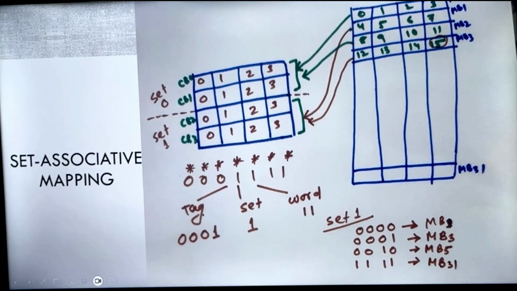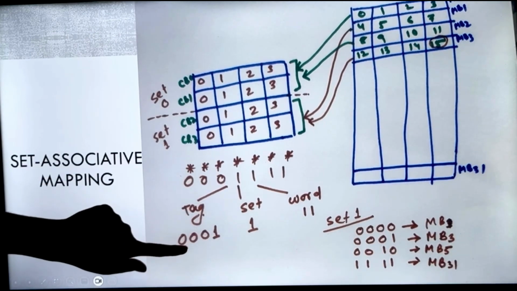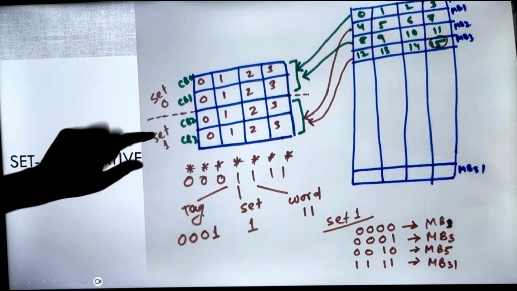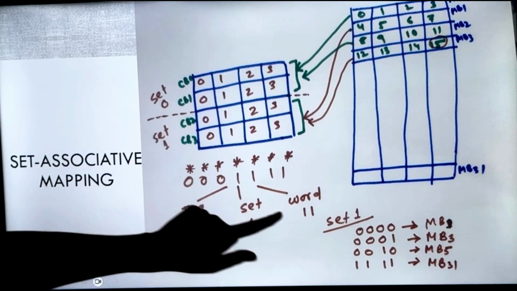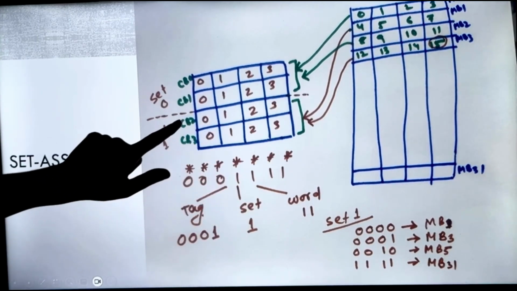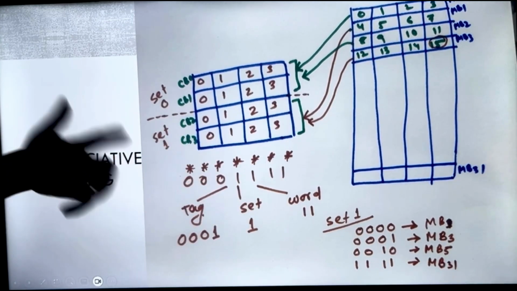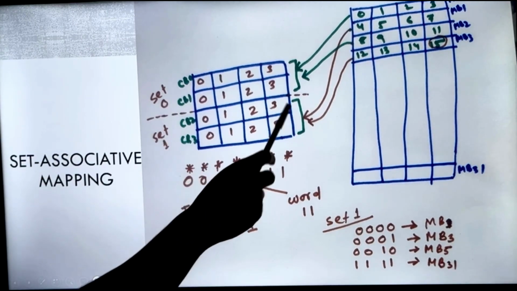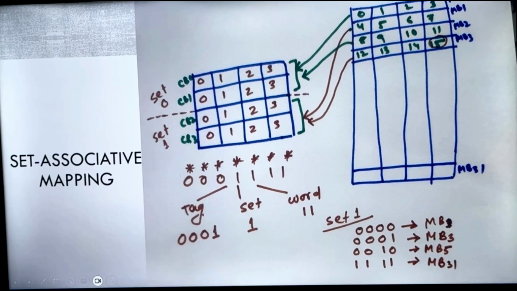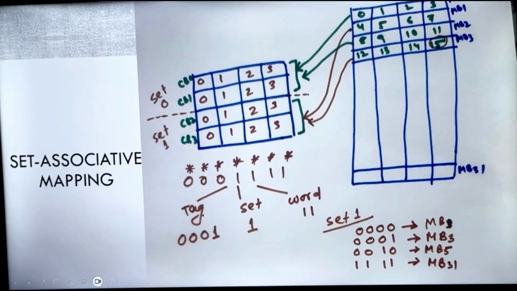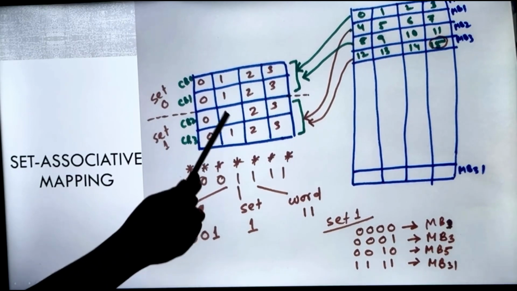Understood? So we know the tag is 0001 and the set number is 1. Set number 1 means I will go to this particular set only. Word number 11 means I will go to the last word. I don't know whether it is CB2 or CB3, it can be anywhere. You take any one, say I am taking CB2. So I know I will search only this one. Now can I say that this block is occupied by this memory block only? For that, this tag will help you. Which block is there?